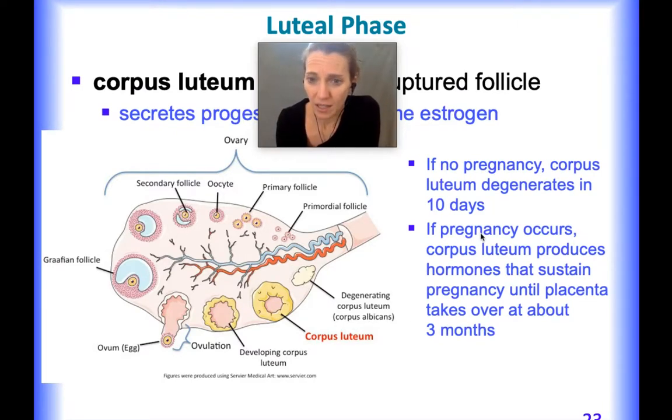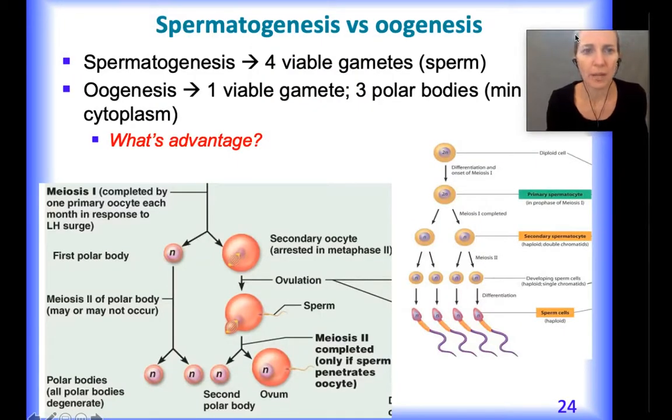And then if pregnancy does occur, again, the corpus luteum is going to continue to produce those hormones, and that's going to be critical because it's going to produce a negative feedback on both the hypothalamus as well as the pituitary. So let's do a bit of comparison here between spermatogenesis and oogenesis.